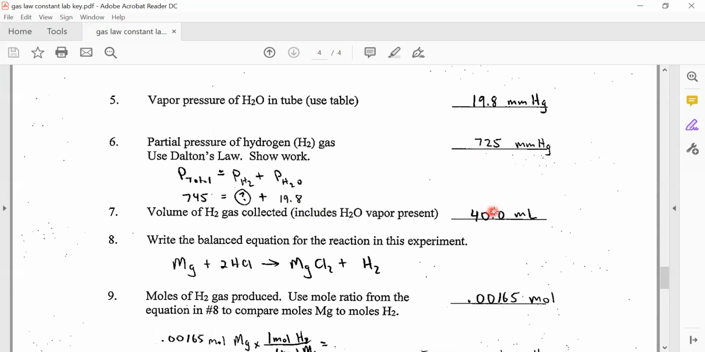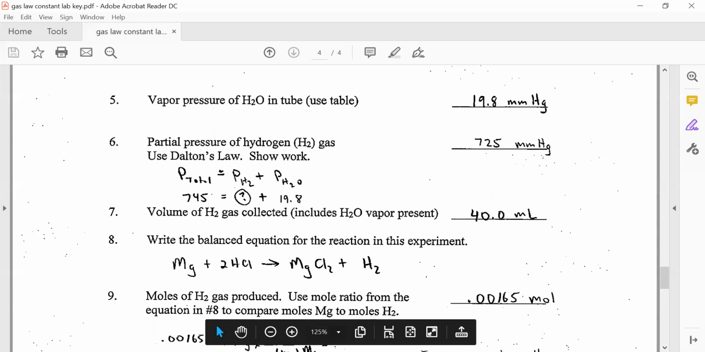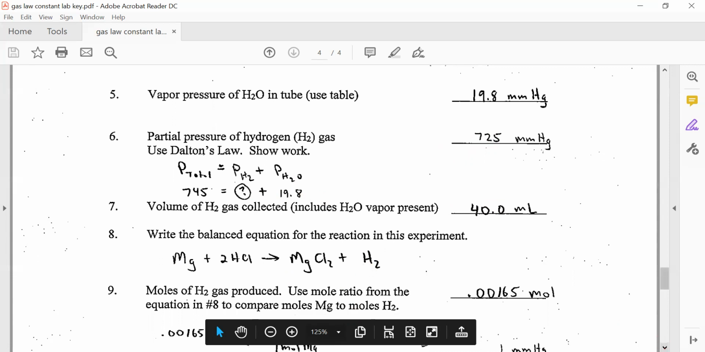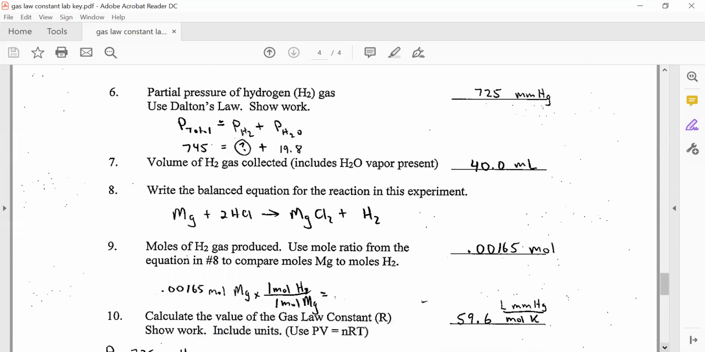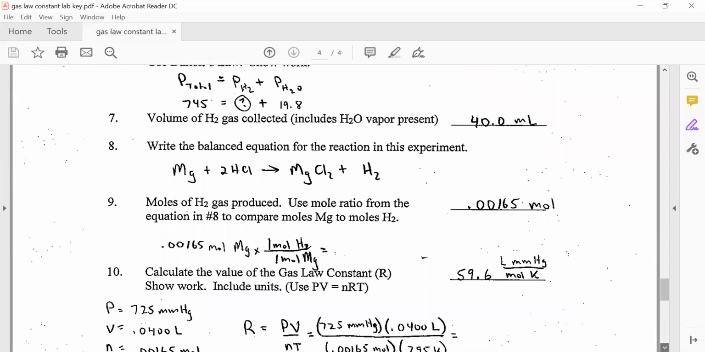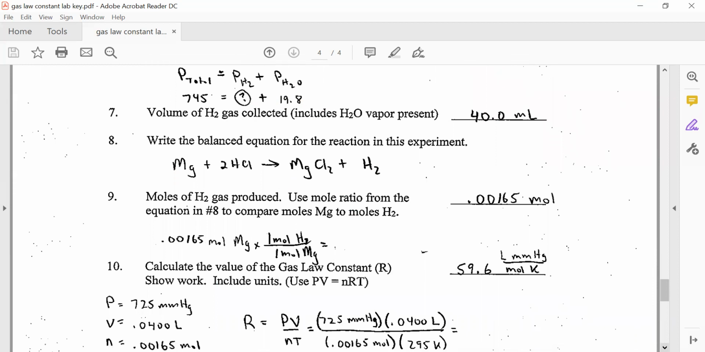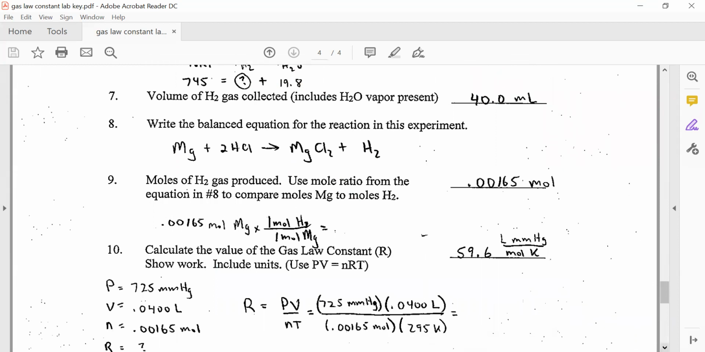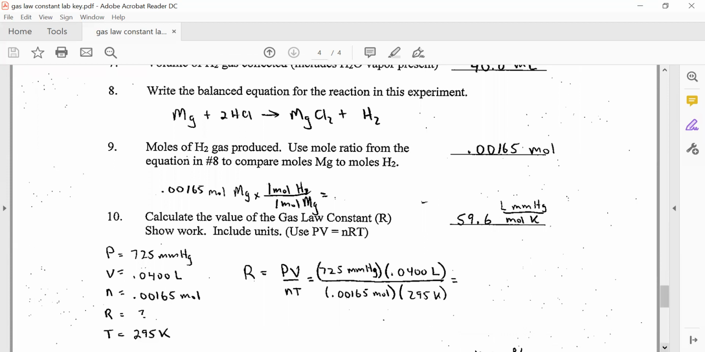Okay, I have 40 milliliters. That was what my volume reading was. And then notice the moles of magnesium and the moles of hydrogen are in a 1-to-1 ratio. So I'm assuming that moles of magnesium got completely converted to moles of hydrogen, because magnesium was the limiting reactant, it all got used up. And we're assuming that all goes to hydrogen. Okay, I think I got enough data to solve this. Let's take a look at what we got.